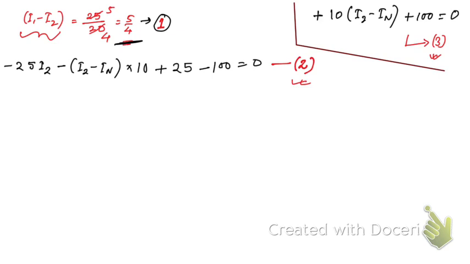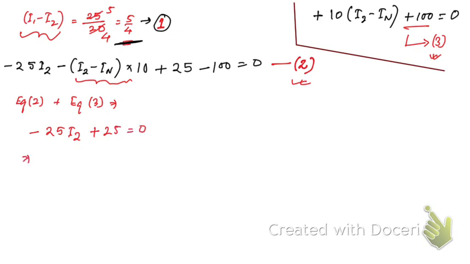Now you see, if we add equation number 2 and equation number 3, then what are we going to get? You can see this is positive 100, this is negative 100. These two will be cancelled on adding. And similarly here you see minus I2 minus I1 into 10, here it is plus 10 into I2 minus I1. These two will also be cancelled. Then we are going to be left with minus 25 I2 plus 25 is equal to 0.